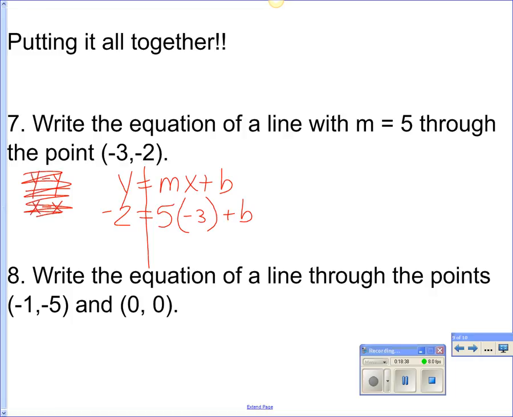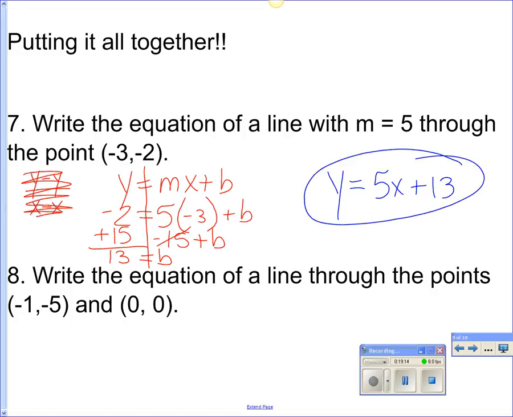Okay, Ethan G, what happens next right there? Multiply those. Gives me -15. And then when I move it over here, it becomes +15, which gives me 13 equals B. Chuck, how do I write my y equals the final answer? Excellent job. 5x plus 13. Okay?